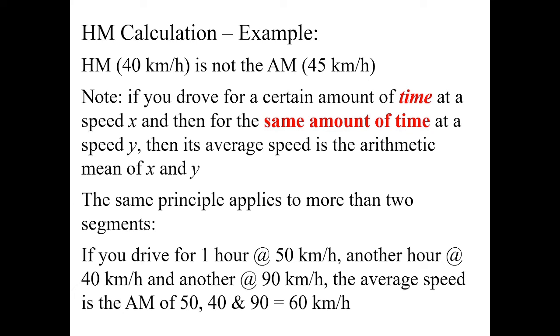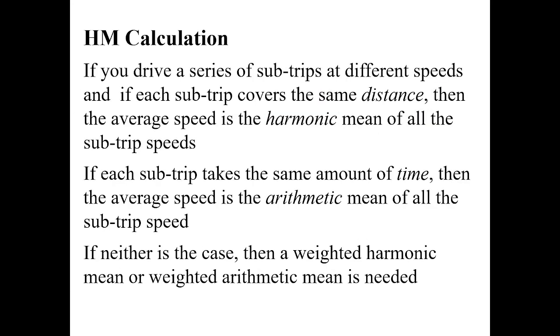So let me say it again. If you drove a certain amount of time at a speed x, and then for the same amount of time at speed y, then the average speed is the average of x and y. The same principle applies to more than two segments. If you drive a car for 1 hour at 50 kilometers, another 1 hour at 40, and another at 90, the average speed is the arithmetic mean of 50, 40, and 90. That is equal to, say, 60 kilometers.